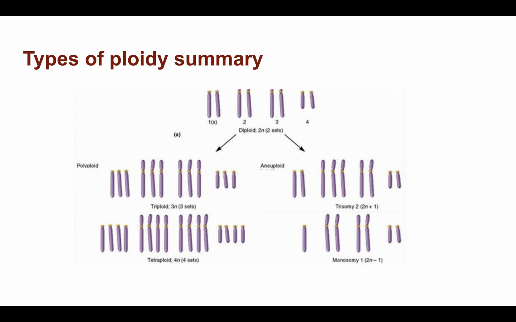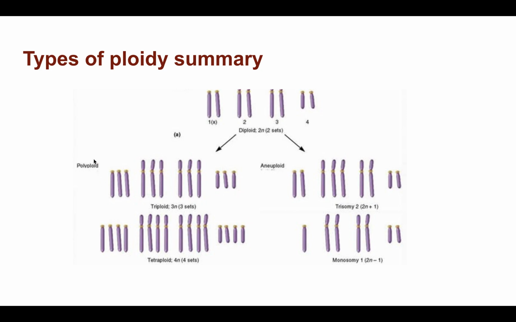All right, so I thought putting the diagram first might be helpful. Let's see. So this is what we would expect. We would expect diploid. 2 of number 1, 2 of number 2, 2 of number 3, 2 of number 4. In polyploidy, we end up with, instead of 2 of each of them, in this case we've got triplets, and in this case we've got quadruplets or tetraploid. So this is normal for whatever plant this is. This is meant to have 3 of everything, and this is meant to have 4 of everything.